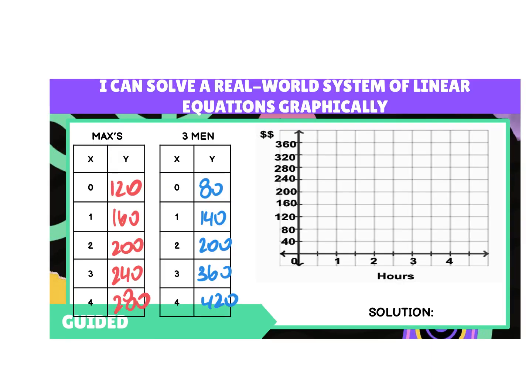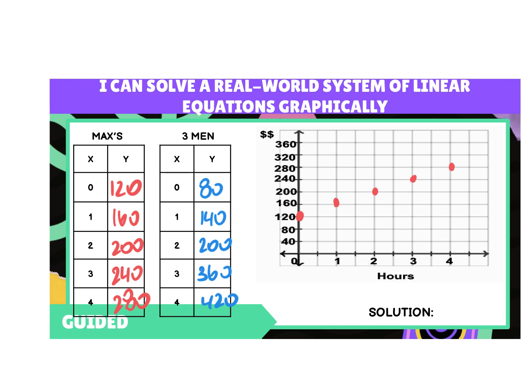All right, so here are our coordinates that we're just going to graph. So 0 and 120, go over, stay at 0 up to 120. 1 and 160, slide to 1, slide up to 160. 2 and 200, slide to 2, slide up to 200. 3 and 240, slide to 3, slide up to 240. And 4 and 280.